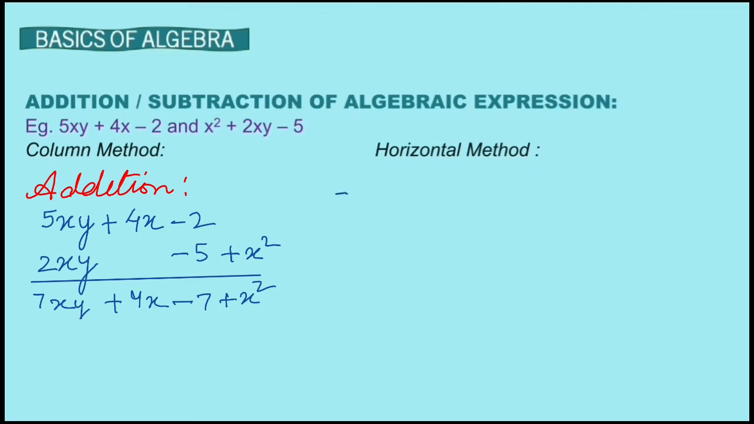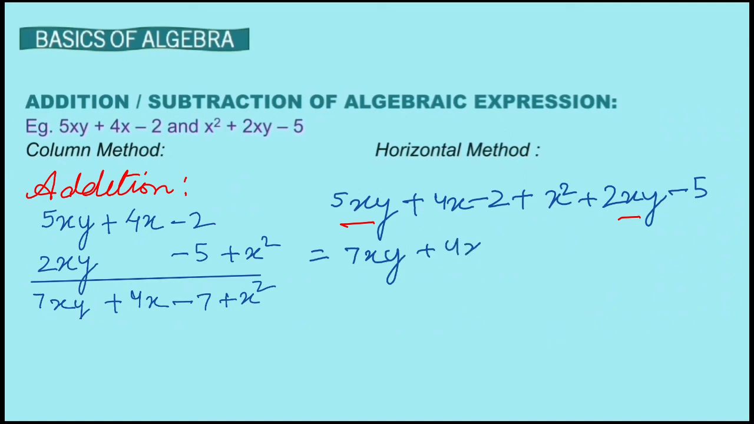In the horizontal method, put a plus sign between the two expressions and add the like terms. So 5xy plus 2xy is 7xy. There is no like term for 4x, so we will copy this term directly. Minus 2 minus 5 is equal to minus 7. And no like term for x square, so copy it directly. So we get the same answer with both methods.